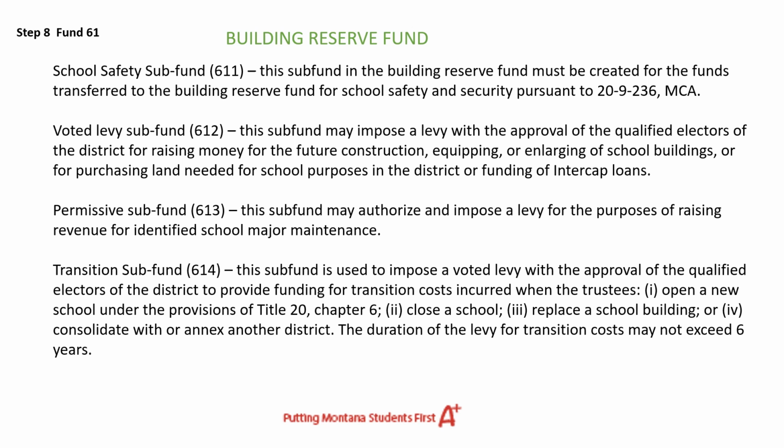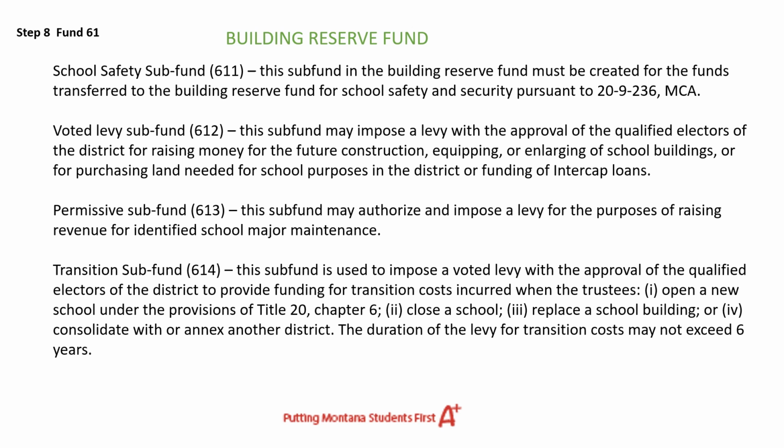So within the building reserve fund, there are subfunds. The school safety subfund 611. This subfund in the building reserve fund must be created for the funds transferred to the building reserve fund for school safety and security, pursuant to 20-9-236 MCA. Voted levy subfund 612. This subfund may impose a levy with the approval of the qualified electors of the district for raising money for the future construction, equipping or enlarging the school building, or for purchasing land needed for school purposes in the district, or funding an intercap loan.